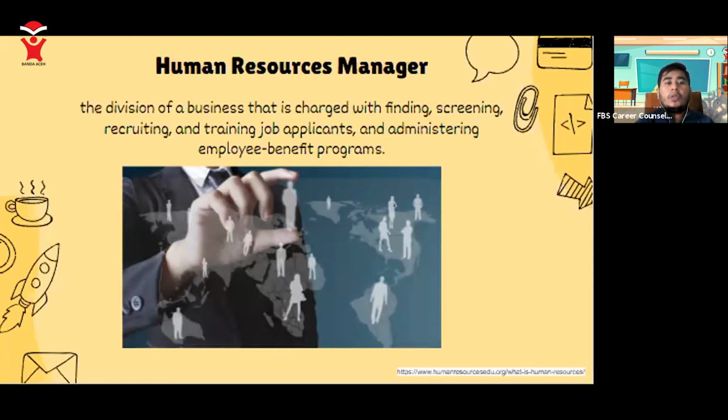And then also administering employee benefit programs. Yes, there must be programs in the company or industry that are beneficial for the employee, like training, like giving them recreation, of course, the gathering, family programs, and so on. So you have to make sure that you motivate the employee. Okay, so this is one of the jobs of the human resources manager.